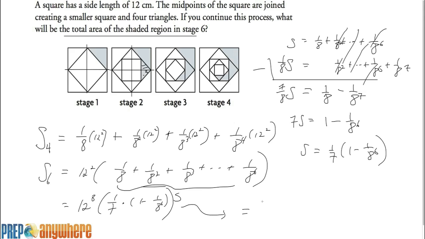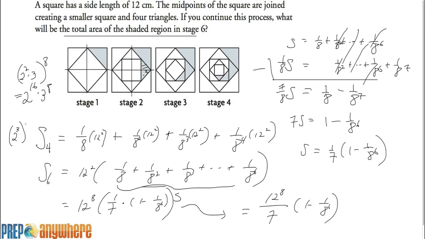I'm just going to write it as 12 to the power of 8, over 7, times 1 minus 1/8 to the power of 6. 12 is 2 squared times 3. So that's 2 to the power of 16, 3 to the power of 8. Okay, so then 8 at the bottom is 2 to the power of 3, to the power of 6. So that's 2 to the power of 18.